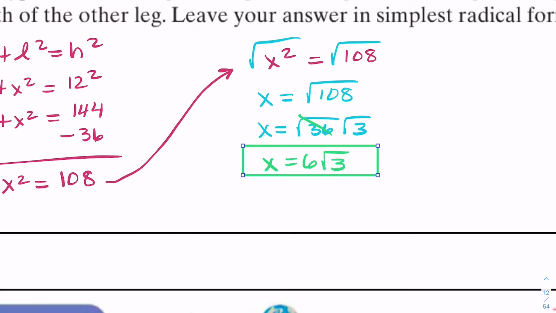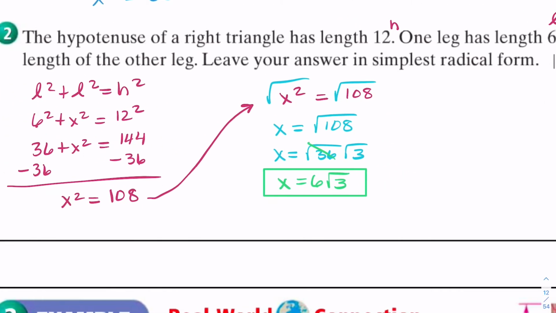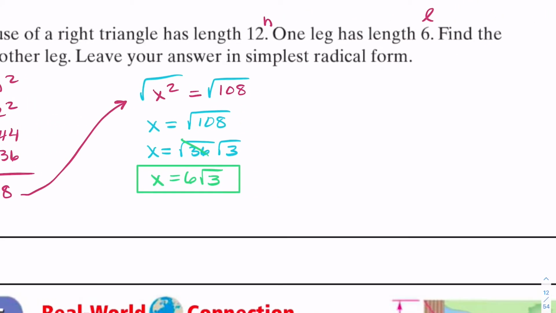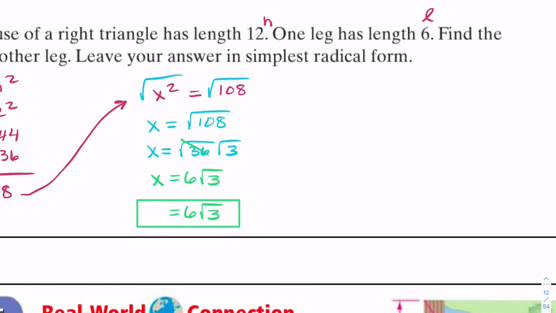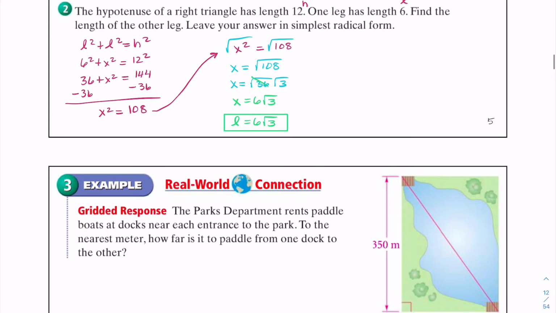Again, it's not the square root of 6. Don't double square root it. 6 square roots of 3. So leave your answer in simplest radical form. The leg is, and I'll call it the leg here, the leg is equal to 6 square roots of 3. Actually, I'll leave it x, and then I'll rewrite it as an L. Okay, and it's in simplest radical form.